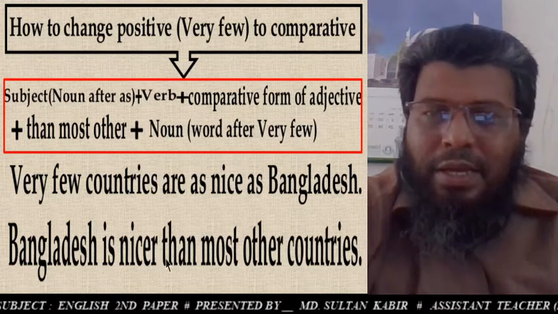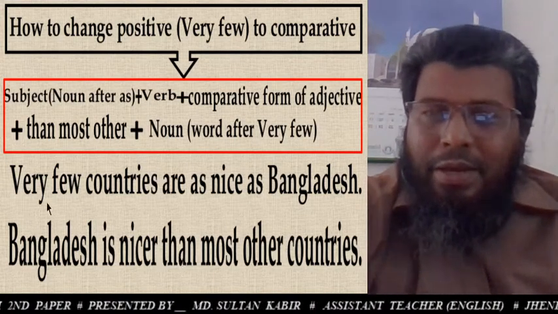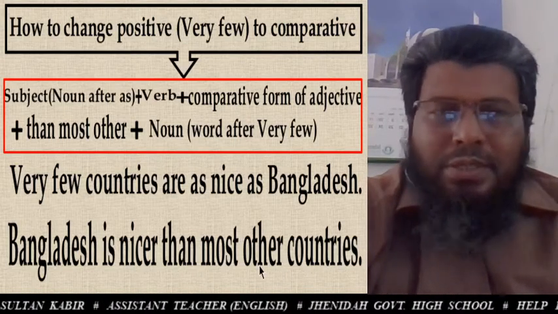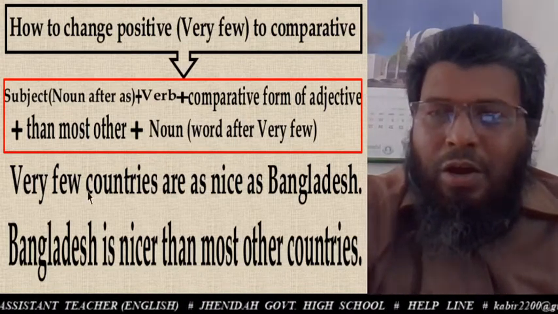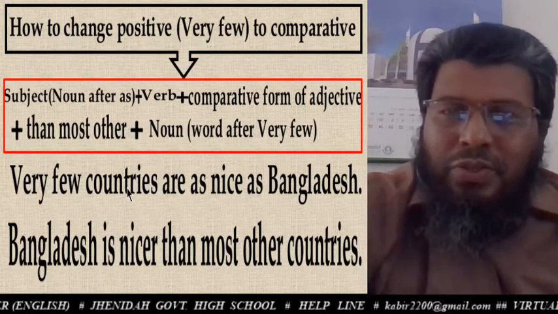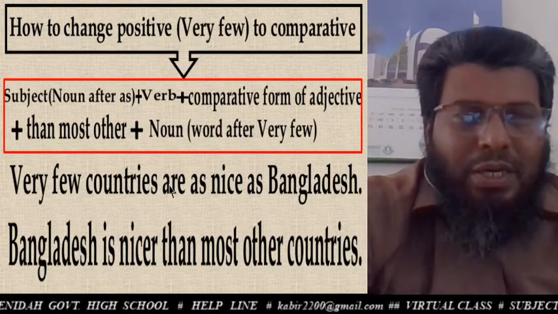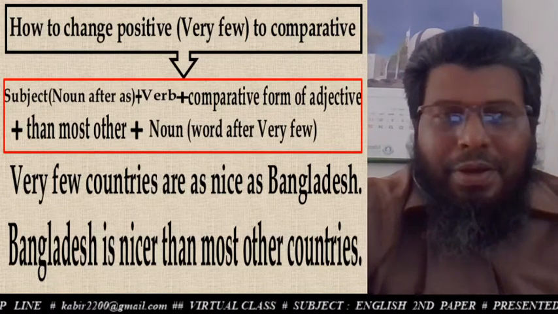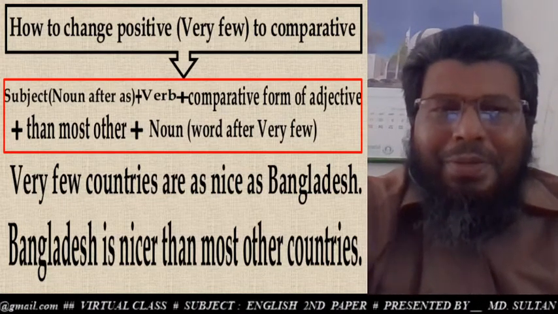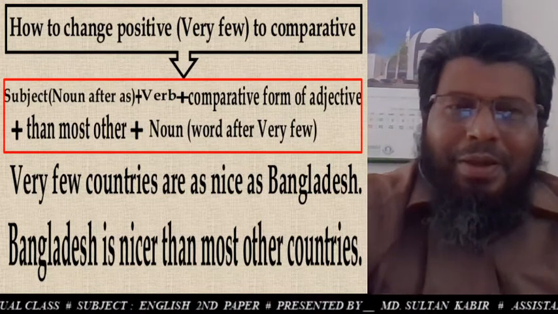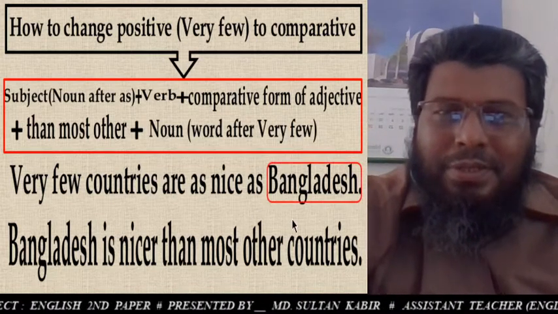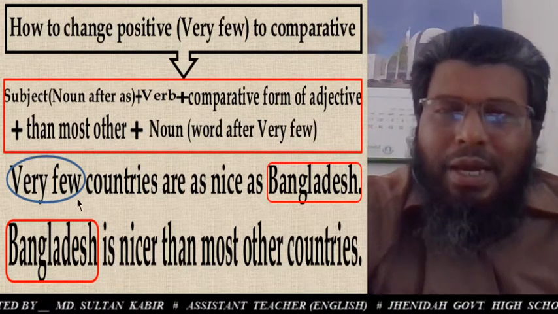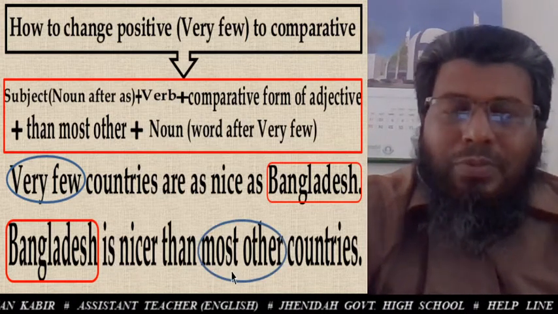So then the comparative form of adjective nice, here nicer, then, here there is "than." And for very few we said that after "than" we must write "most other." And then the noun after very few, here the noun was countries, so we write countries here. There is nothing else here. If "in the world" were here, then we would write "in the world" at the end. Fine, thank you. Now, dear learners, look, Bangladesh, and for very few what did we write here? "most other."